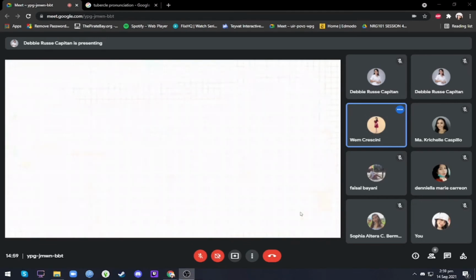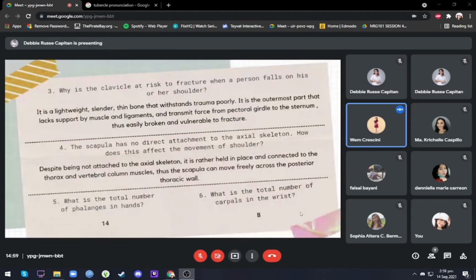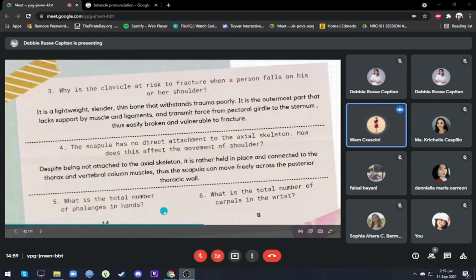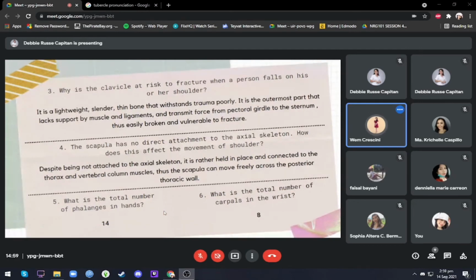Next, number 5, what is the total number of phalanges in our hands? Our answer is 14. Next, number 6, what is the total number of carpals in the wrist? Our answer is 8.